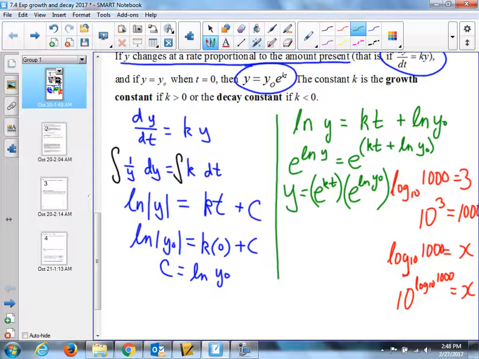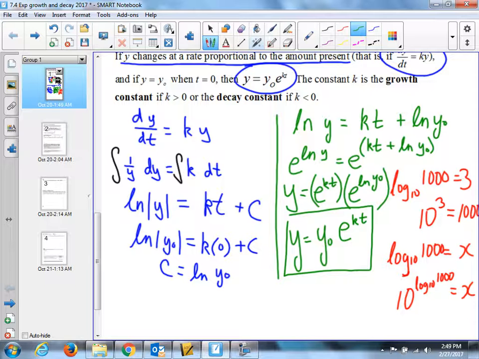Hey, what is the e to the natural log of y naught reduced down to? It's just y0, right? Okay, I'm going to move that in front though. The initial term, y0, e to the kt. Now, this is the result that we talked about here.